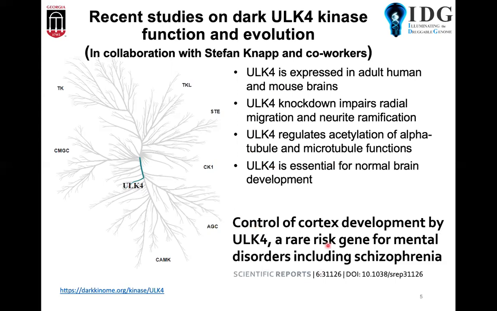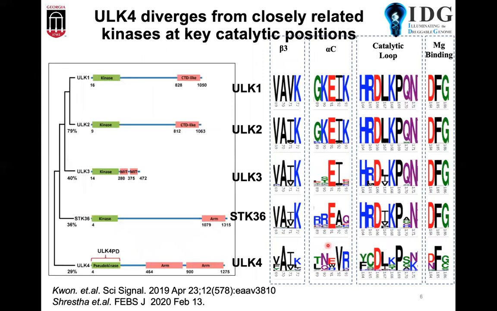And there are some recent studies that suggest ULK4 as a prognostic marker for schizophrenia. We and others have previously shown that ULK4 diverges from other closely related kinases in key catalytic sites. Here is a sequence logo showing ULK4 in comparison with other closely related, functionally active kinases. As you can see, these are some of the hallmark catalytic motifs of kinases, and ULK4 really diverges at some of these positions.